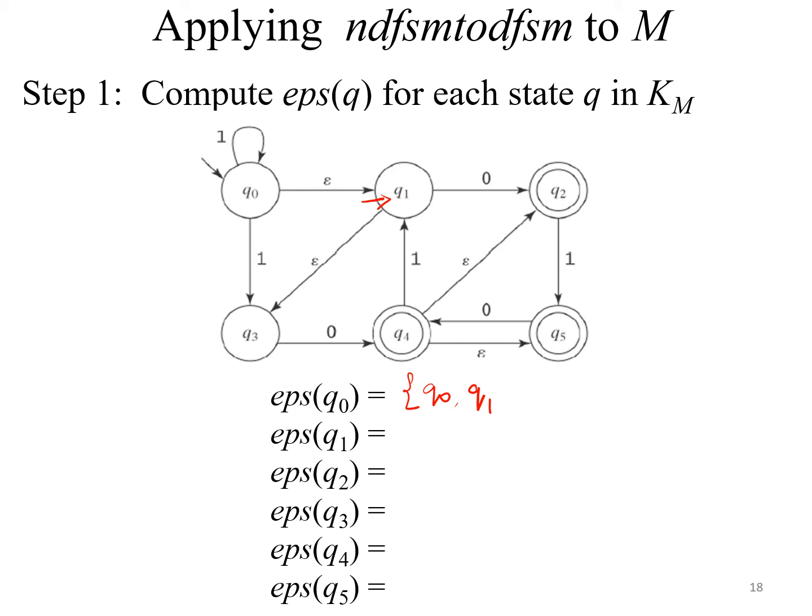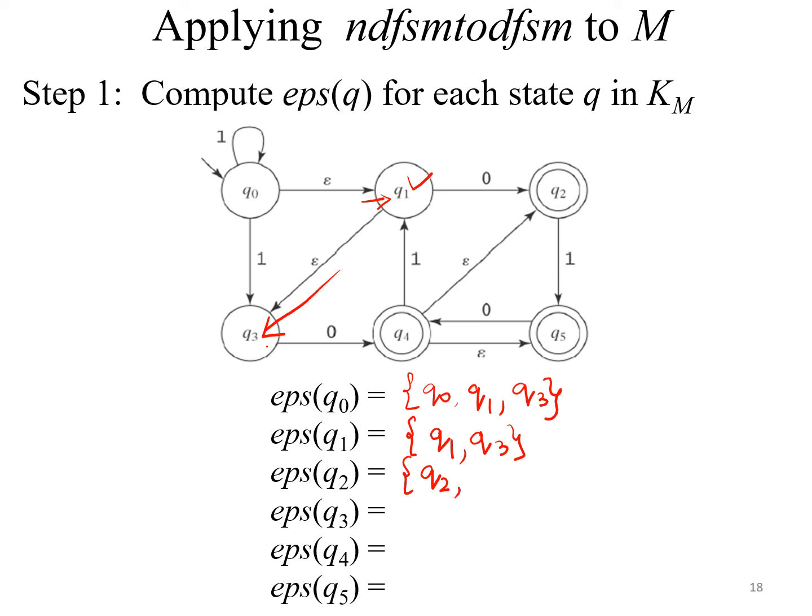Q1 is in the EPS of Q0, and from Q1 there is an epsilon transition going to state Q3. Then Q3 is also included in the EPS of Q0. No other epsilon transitions. So EPS of Q0 is Q0, Q1, Q3. Next, EPS of Q1. By default, Q1 is in the list, and from Q1 we have an epsilon transition going to Q3. So Q3 is also included in the EPS of Q1. Coming to Q2.